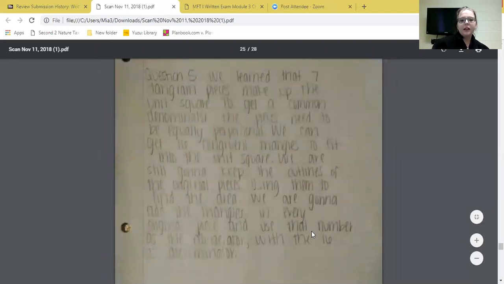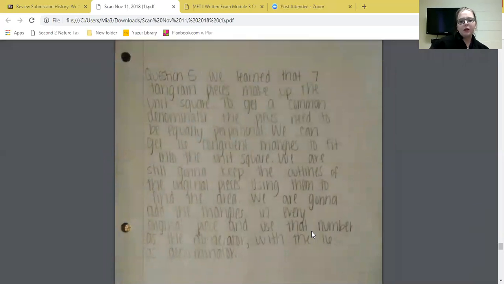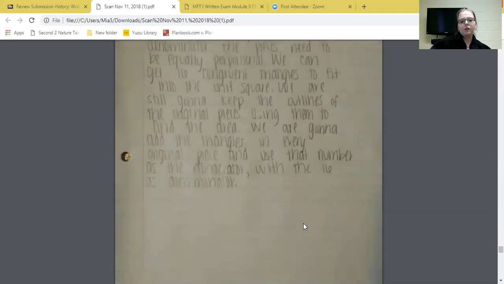We learned that 7 tangram pieces make up the unit square. To get a common denominator, the pieces need to be equally proportioned. We can get 16 congruent triangles to fit into the unit square. We are still going to keep the outlines of the original pieces, using them to find the area. We are going to add the triangles in every original piece and use that number as the numerator, with 16 as the denominator.